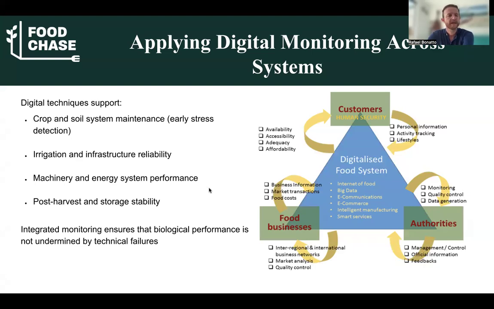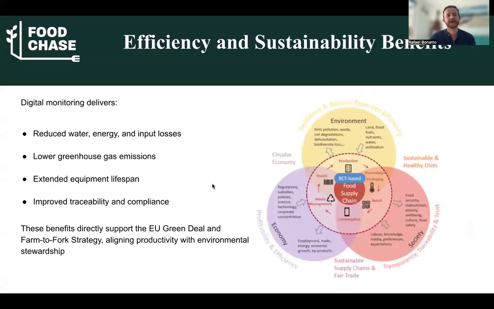Very important. Integrated monitoring ensures that biological performance is not undermined by technical failures, okay? You avoid technical failures. When you're doing the integrated monitoring, you track back all the potential things and you decrease the chance of those types of technical failures occurring. You will not be avoiding 100% because that's very theoretical, but it helps you a lot to control the things that happen here.